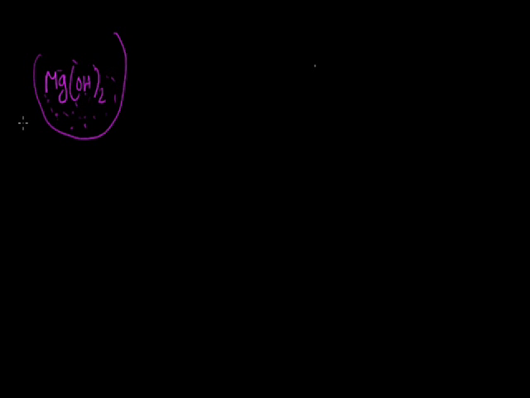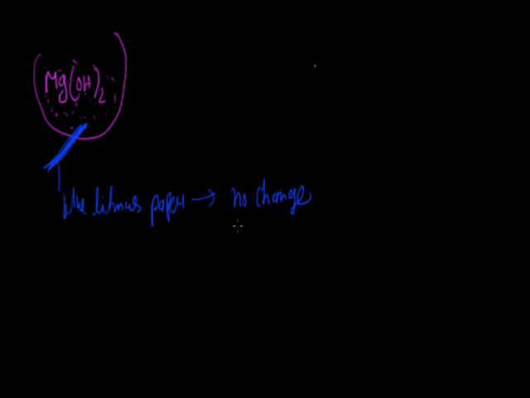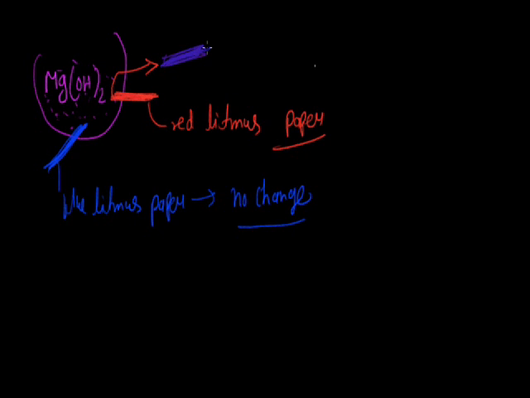observation is as follows. Here is the solution of magnesium hydroxide. When we dip blue litmus paper in this solution, there is no change, which means the blue litmus paper remains blue. Now when we dip red litmus paper in this magnesium hydroxide solution, what happens? The red litmus paper turns blue. It means this magnesium hydroxide is basic in nature.